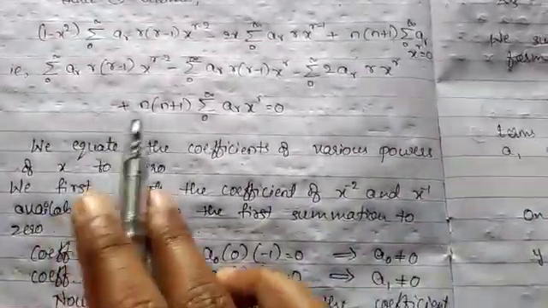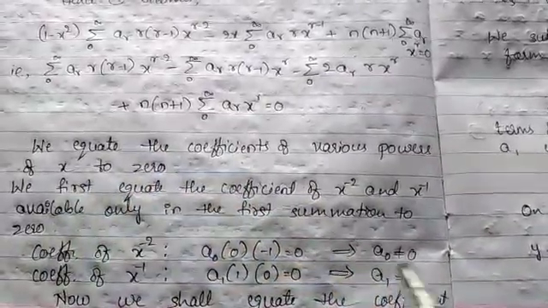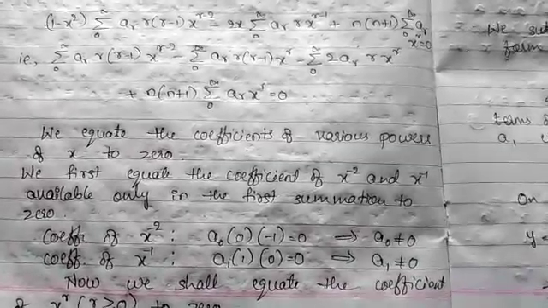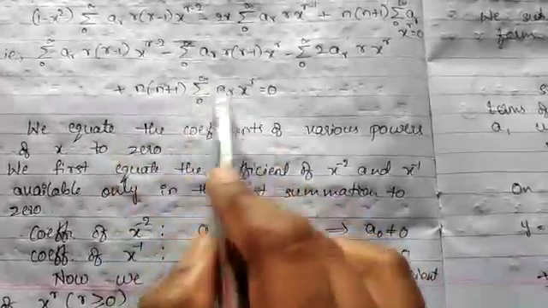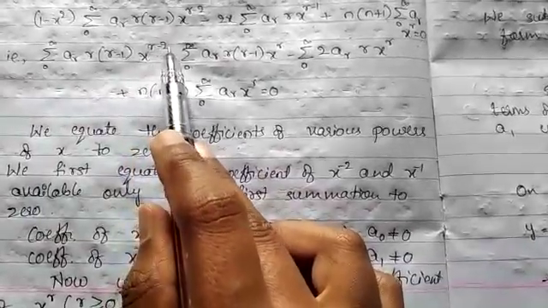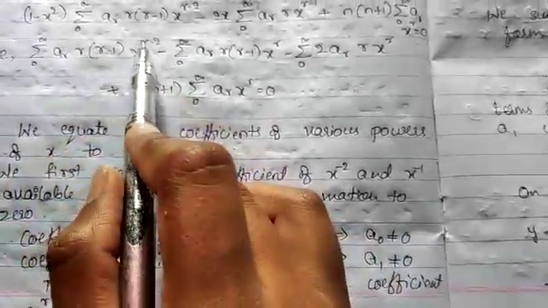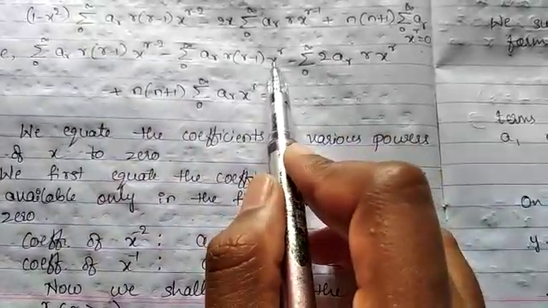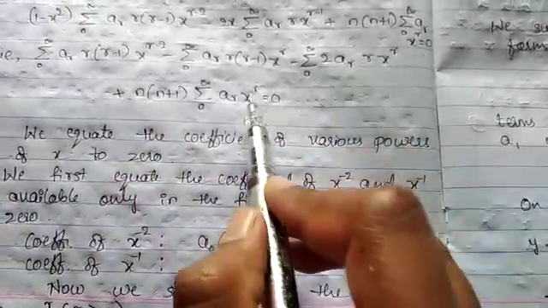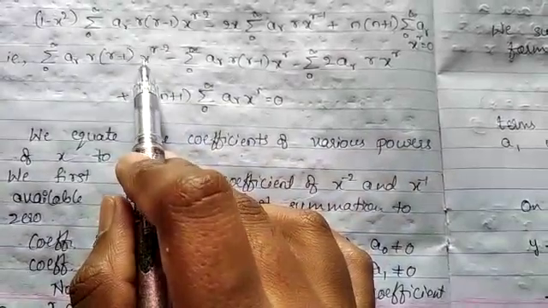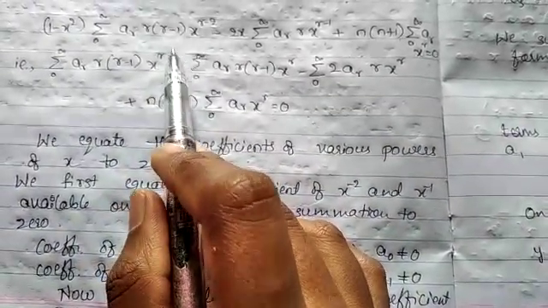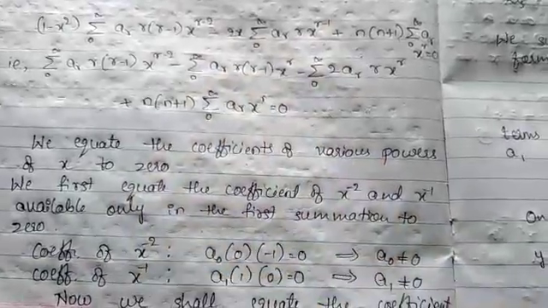Then equate the coefficient of various powers of x to 0. First equate the coefficient of the lowest power. Here the lowest power is x to the power minus 2. It is obtained by putting r equal to 0. If you put r equal to 0 in the other terms, we get x to the power 0, but here we get x to the power minus 2. It is the lowest. Therefore, first we take the lowest power.